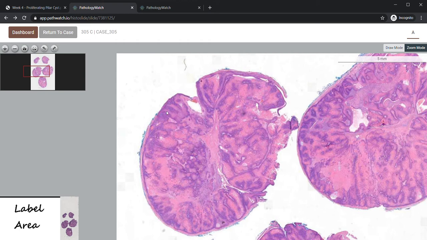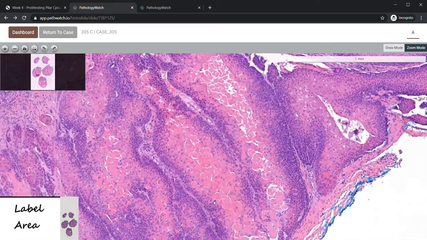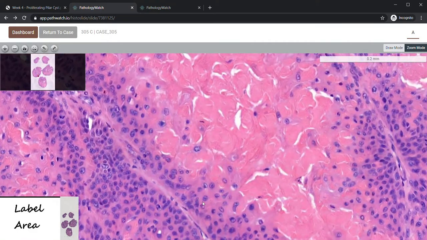Here you can see a proliferating pilar cyst, and you can see that the epithelium proliferates within the center of the cyst, forming a rolls and scrolls appearance. The proliferating cells are tricholemmal cells, and you can see here that these cells have small nuclei with smooth nuclear contours, a very uniform chromatin pattern, and show abrupt keratinization without formation of a granular layer. The keratin here is very dense, compact, pink keratin.